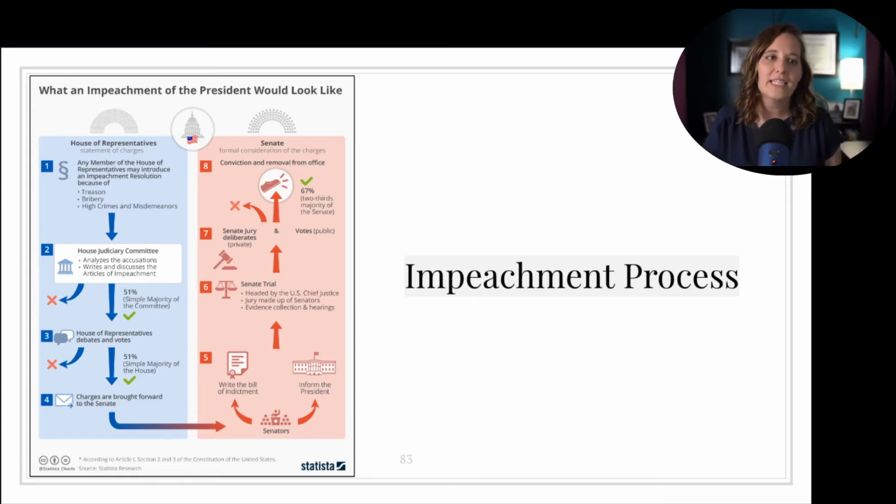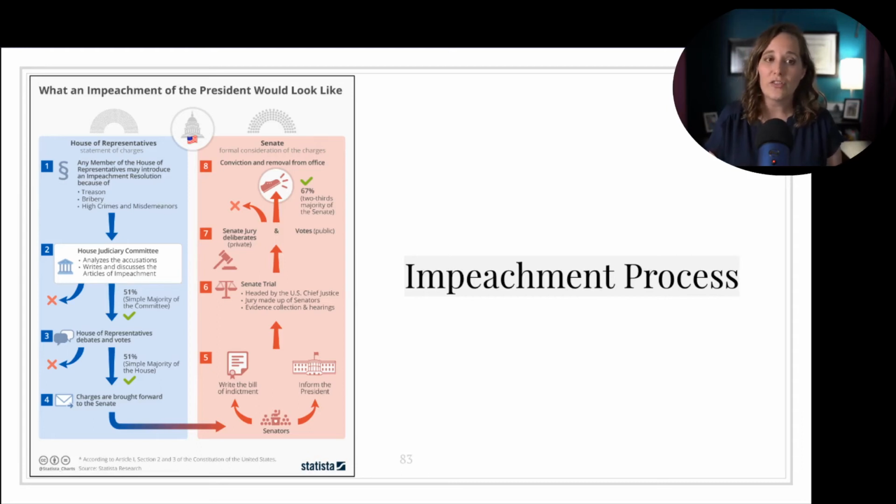If after the investigation, that committee votes in a simple majority to impeach, articles of impeachment are brought to the floor of the House for the entire chamber to vote on. If a simple majority of the House votes to impeach, then the official is impeached. Remember, impeachment is not removal from office. They are being charged with a crime.